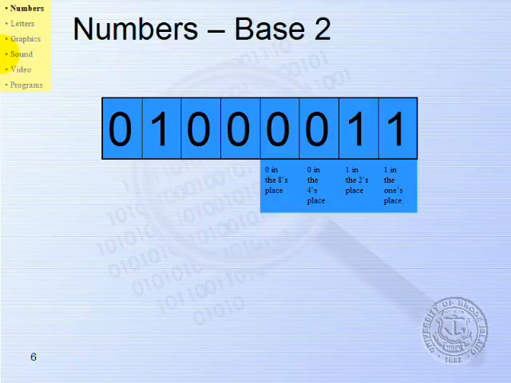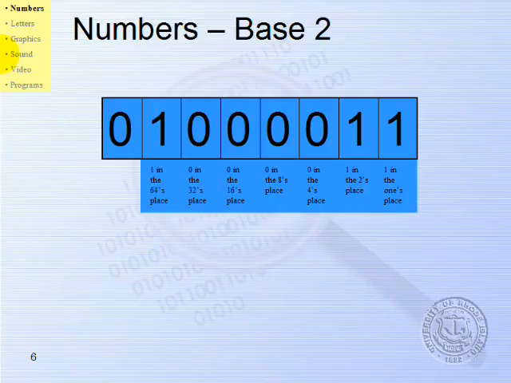You can see a pattern here. The places are doubling as we go to the left. We start with 1, double to the twos place, double to the fours place, double to the eights place. Let's continue. We now have a 0 in the 16ths place, a 0 in the 32nds place, a 1 in the 64s place, and a 0 in the 128ths place.